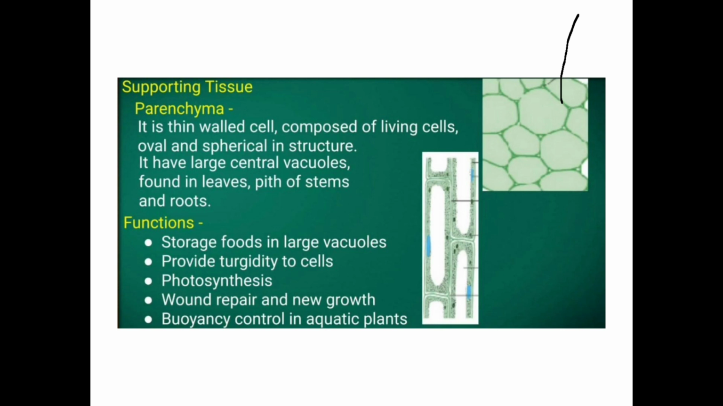It is thin walled, composed of living cells, oval and spherical in structure. This one is important: it has large central vacuoles. This parenchyma is found in leaves, stems and roots.